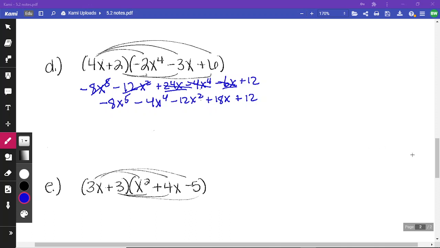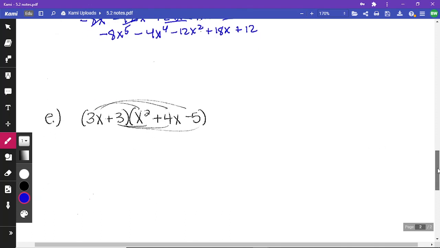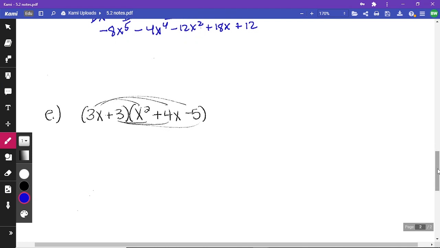And it's another binomial times a trinomial. Again, we take that first term in the binomial and times each of the three terms in the trinomial, and then we take the second term in the binomial times each of those three, and then we've got it. Then we combine like terms, of course. Okay, so let's see what it comes out to.